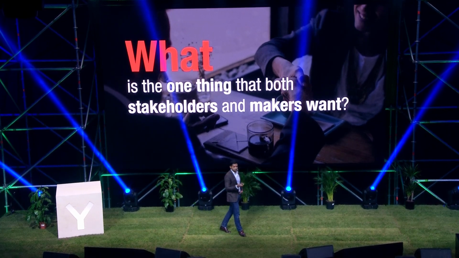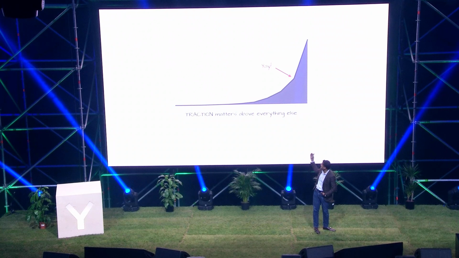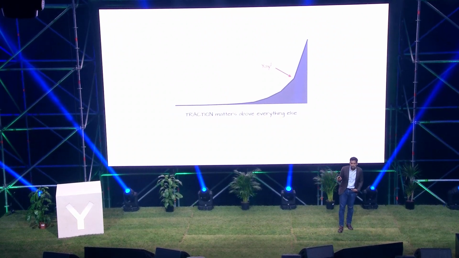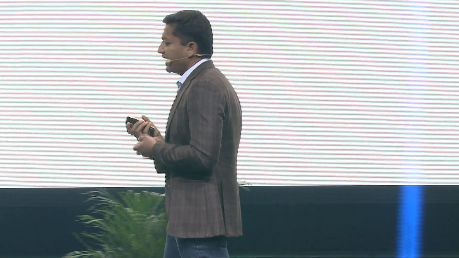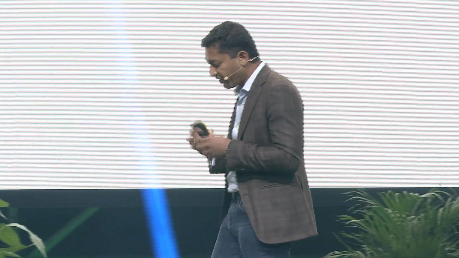If we break it down, fundamentally, we makers want the same thing that the stakeholders in the room want, and that is traction or growth. No one in the room would probably disagree with this slide, is that when you see a hockey stick curve, especially when you're on the inflection point or on the right side of it, good things are happening. So traction matters above everything else. The challenge, of course, is that traction means different things to different people, and we need to agree on what it is that we measure as traction.